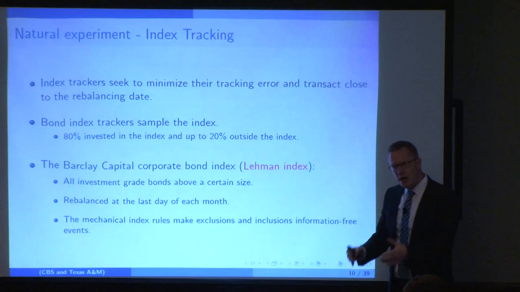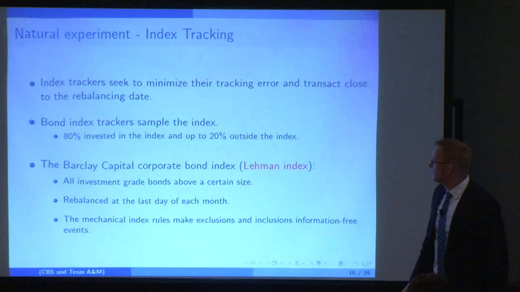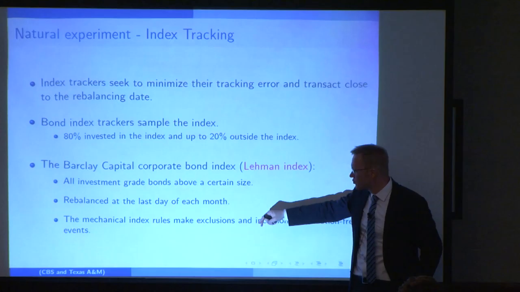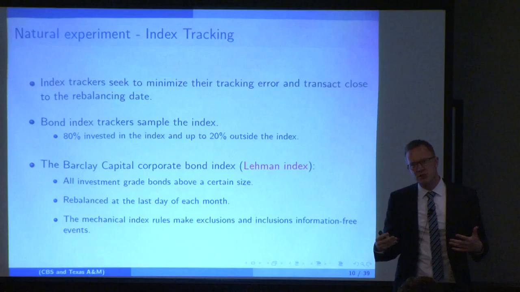And they do that by transacting as close to the index rebalancing date as possible. And the index we look at up here is the Barclays Capital Corporate Bond Index. It used to be the Lehman Index, but then something happened to Lehman. And it consists of all investment grade bonds above a certain size. It's rebalanced at the last day of each month. And these rules for inclusion and exclusion are purely mechanical. So no information when this index switches around.